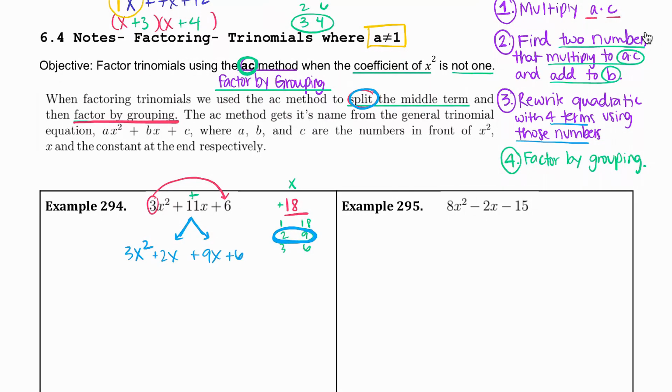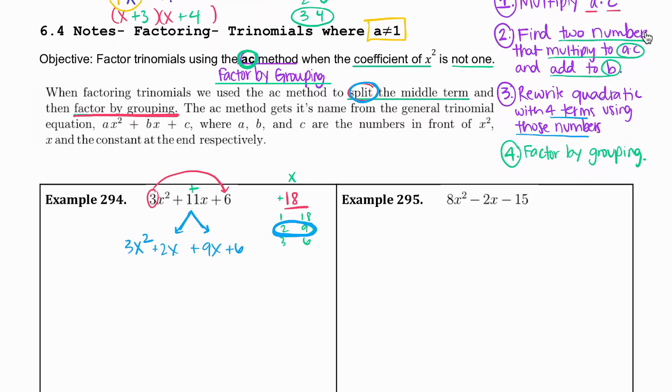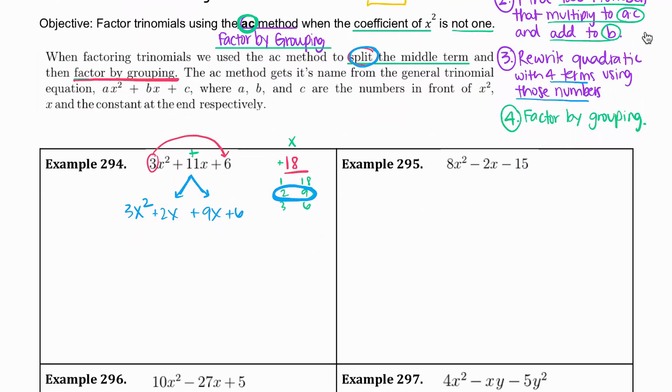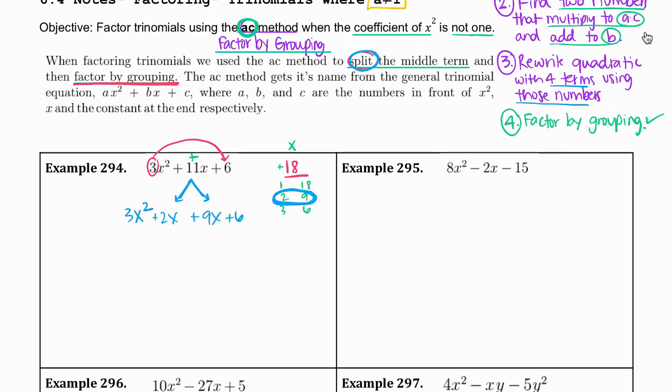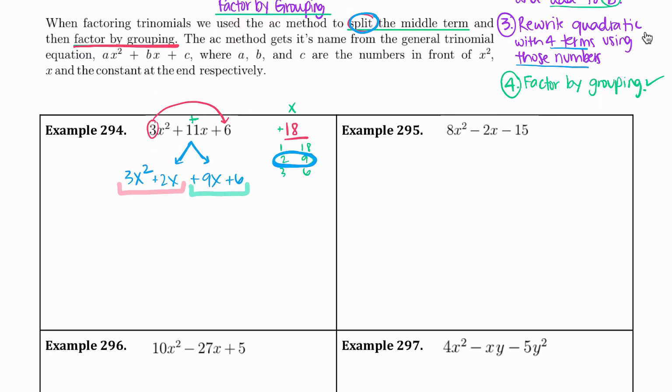Plus 6. Okay, so I want you to notice here, we did not change the value. We did not change what this expression is equivalent to. All we did was we rewrote 11x as 2x plus 9x. And the reason we did that is now our last step is to factor by grouping. This is what we have seen before. So to factor by grouping, we're going to group up our first two, group up our last two, and we're looking for greatest common factors.